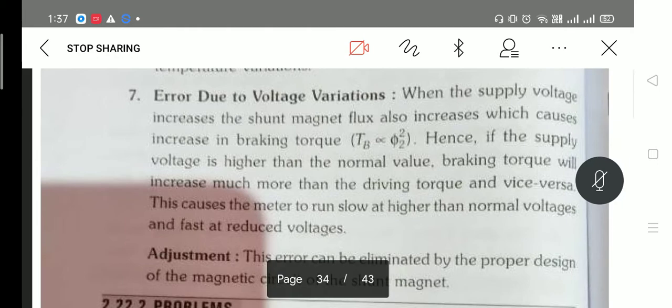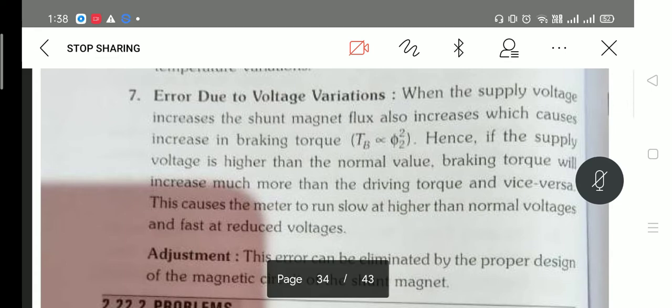Error due to voltage variations. If the supply voltage increases, the shunt magnet flux also increases, then the braking torque also increases. TB is proportional to phi 2 squared.